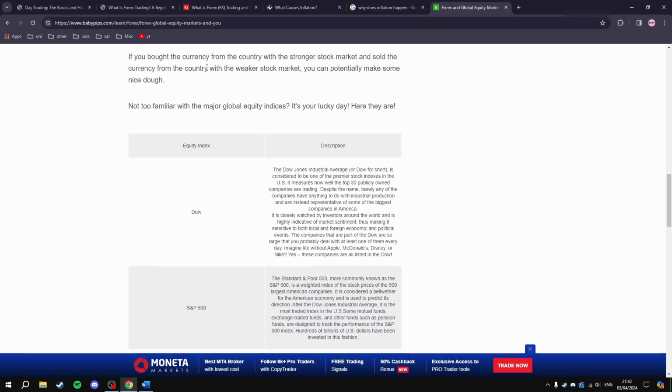If you bought the currency from the country with the stronger stock market and sold the currency from the country with the weaker stock market, you can potentially make some nice dough.